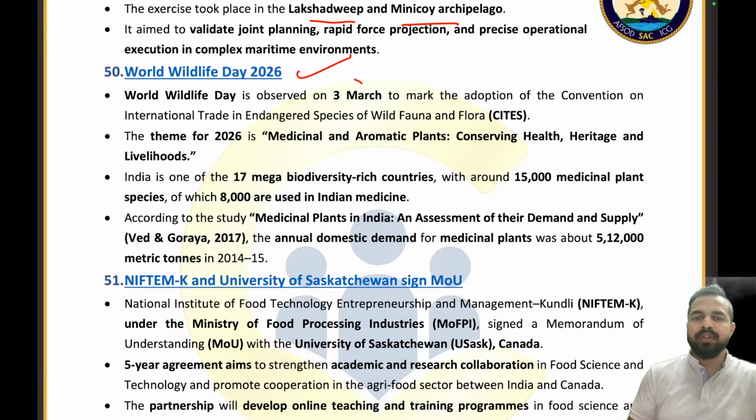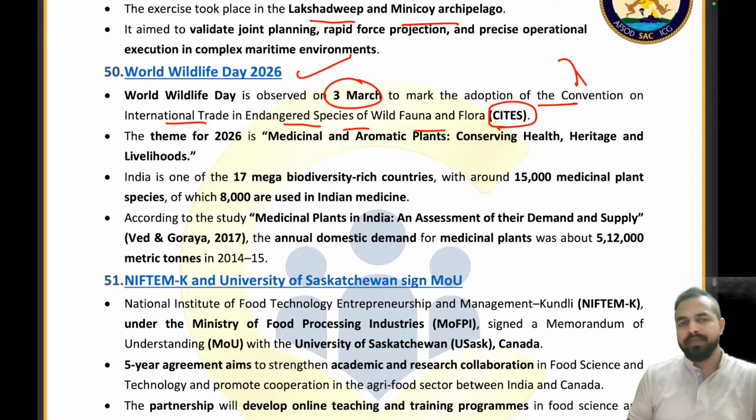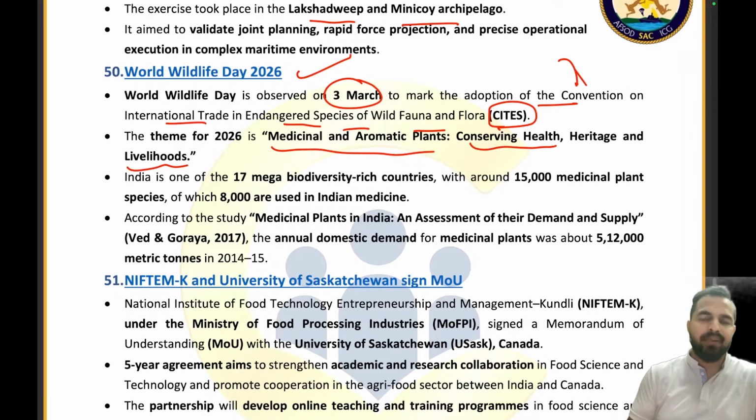It is observed on 3rd of March to mark the adoption of the Convention on International Trade in Endangered Species of Wild Fauna and Flora, that is CITES. So World Wildlife Day is observed on the 3rd of March to mark the adoption of the Convention on International Trade in Endangered Species of Wild Fauna and Flora. The theme of 2026 is Medicinal and Aromatic Plants, Conserving Health, Heritage and Livelihoods.